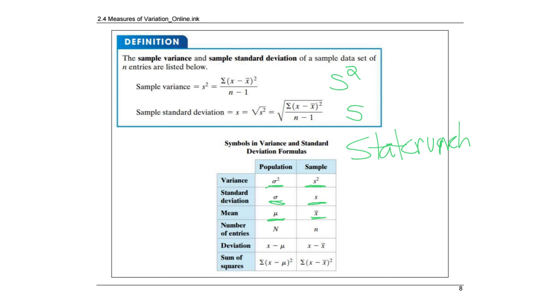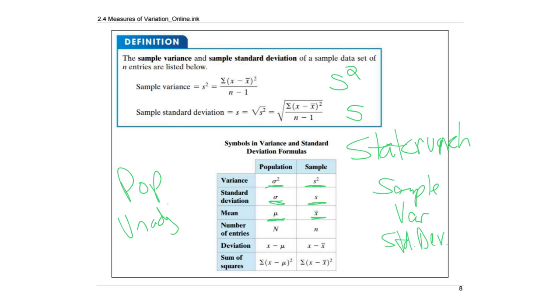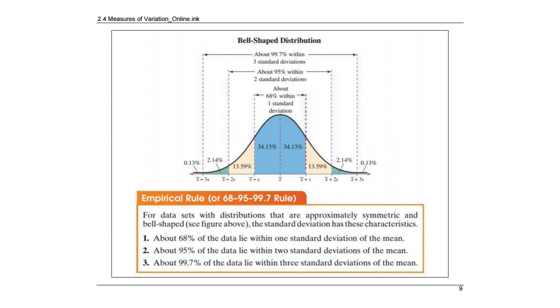In StatCrunch, we again have to be careful. For the population, we're going to use unadjusted in StatCrunch. For the sample, if we're using a sample, then we can just grab the variance and the standard deviation. We don't have to have that word unadjusted in front.